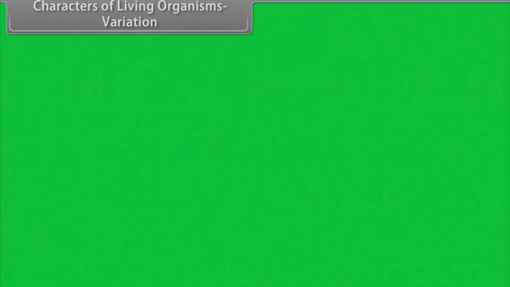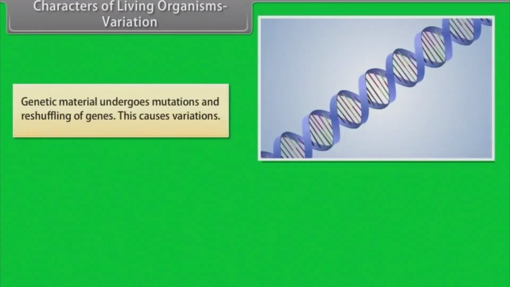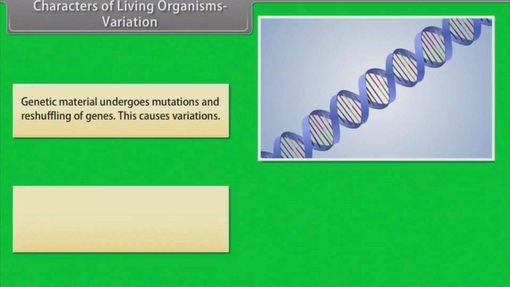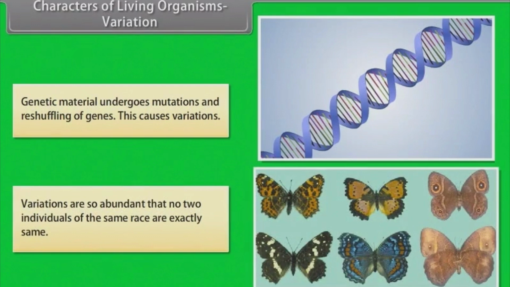Characters of living organisms. Variation. Genetic material undergoes mutations and reshuffling of genes. This causes variations. Variations are so abundant that no two individuals of the same race are exactly the same.